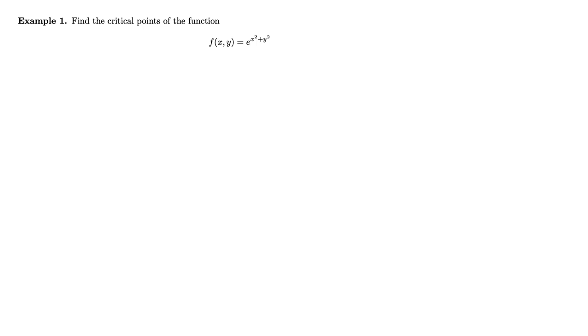All right, so we want to find the critical points of this function. And recall that the critical points of a function of 2 variables are the points x, y where the gradient is equal to 0. In other words, this is a vector equaling 0, and here I really mean the 0 vector. So this happens exactly when the partial with respect to x is 0 and the partial with respect to y is equal to 0.